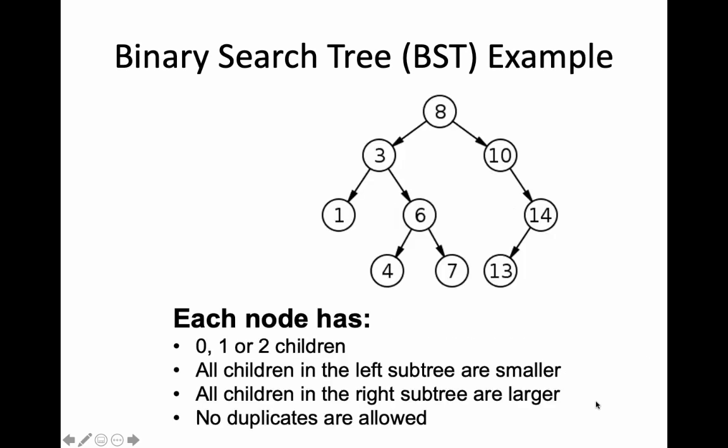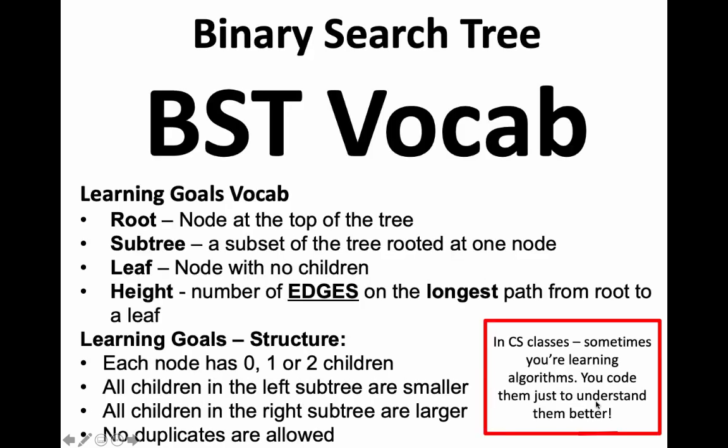Okay, so these are the key properties of a binary search tree: every node has 0, 1, or 2 children. All nodes in the left subtree are smaller, all nodes in the right subtree are larger, and there are no duplicates allowed. And again, height we could have defined in a slightly different way to be 1 different, but we just need to be consistent. But this vocab that's on this slide and these key properties of a binary search tree are super important.